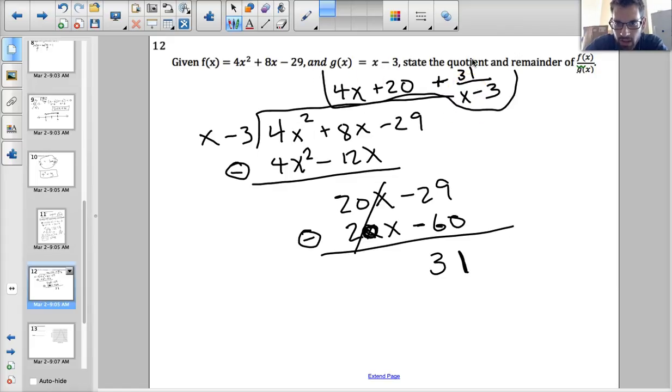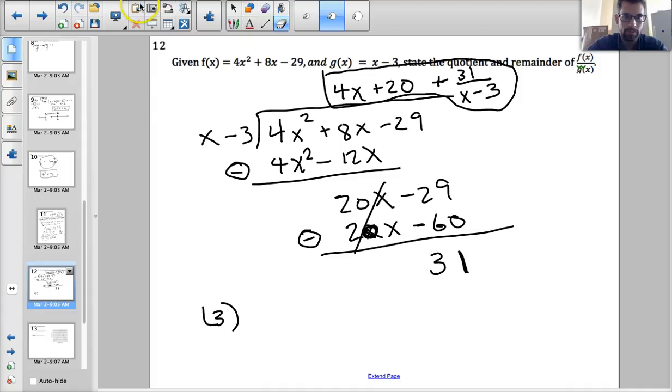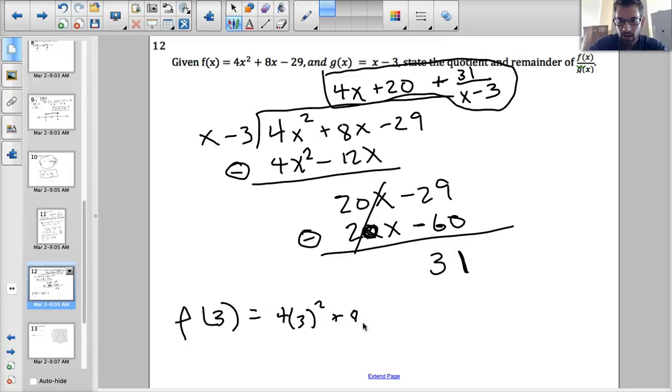Now I'm going to check that using the remainder theorem. The remainder theorem states that if I take f of 3, I should get my remainder. I'm just taking the thing I'm dividing by, and taking a positive 3. It's basically what would make this g of x 0, and I'm going to plug it into f of x. So I'm going to be doing 4 times 3 squared plus 8 times 3 minus 29.